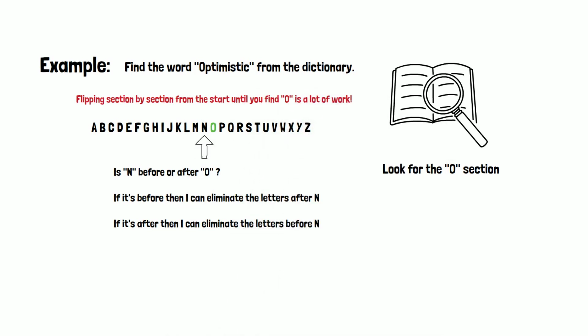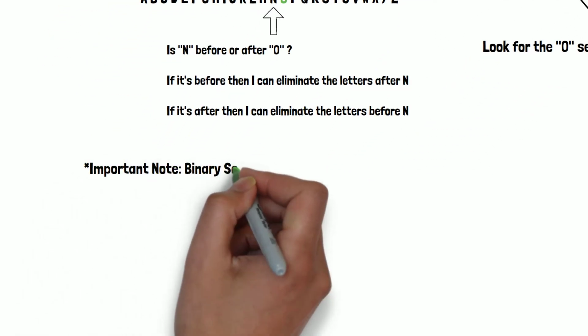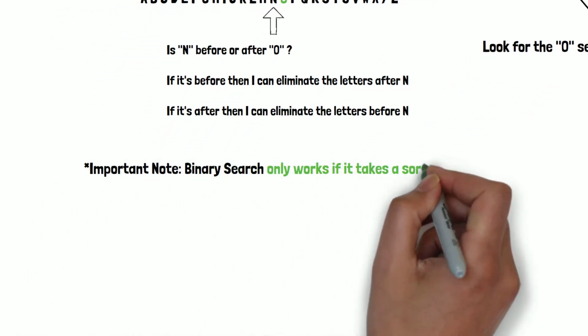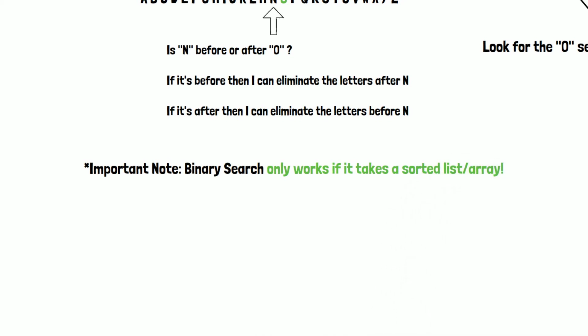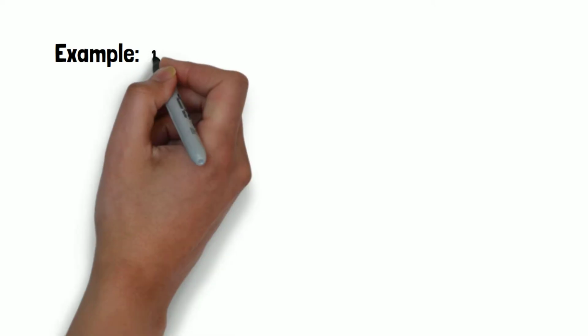The action of starting from the middle and then continuing to search from there is the basic structure of binary search. Important note: keep in mind that binary search can only take a list of sorted numbers or characters rather than an arbitrary list. Now, let's see another example to further illustrate this concept.